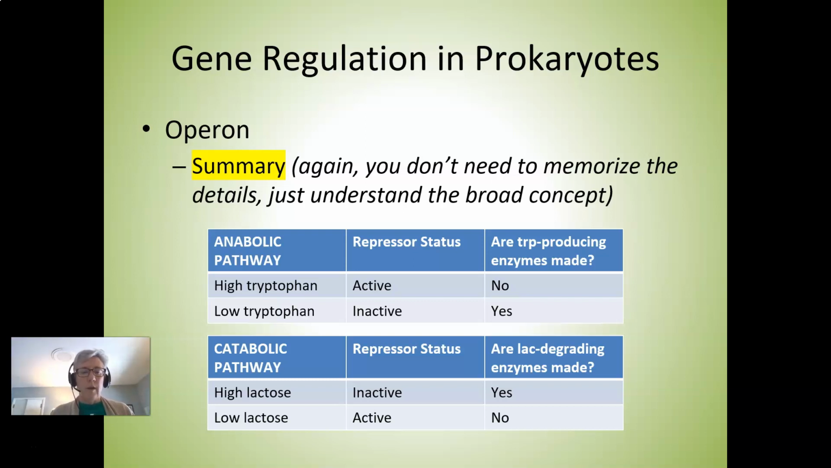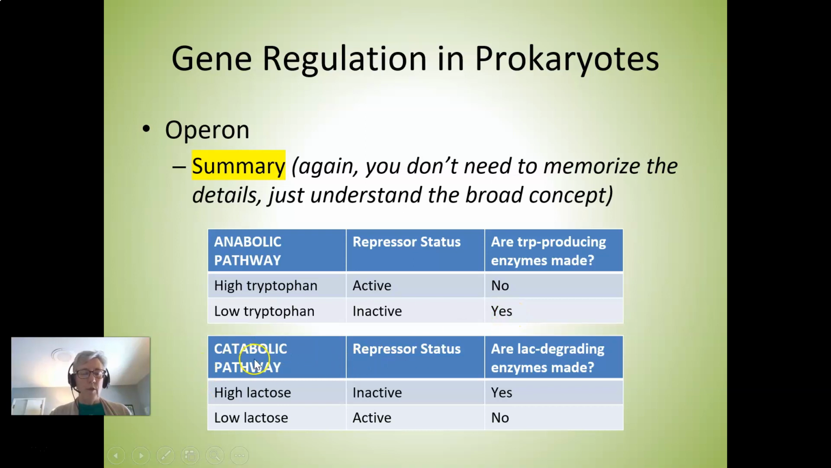And anabolic and catabolic, those are words we've seen before. Anabolic means to build something up. So this is the trp operon. The job of the trp operon is to make tryptophan. Okay, so look over this slide, okay? If we have a lot of tryptophan, the repressor will block transcription because we don't want to make more tryptophan. If we don't have a lot of tryptophan, the repressor will be inactive because we do want to make tryptophan.